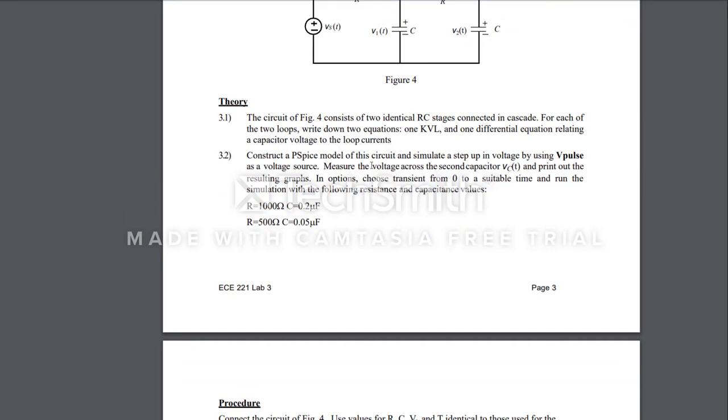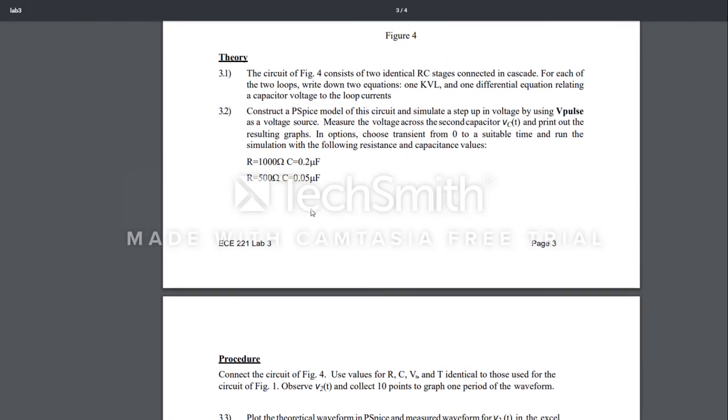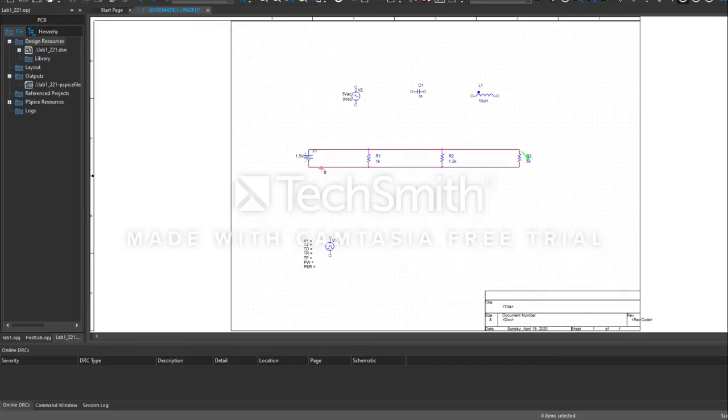And all right, first you need to write the loop equations and solve the differential equation. We already did the experimental procedure. You need to also construct a PSpice model, and in that simulation you need to create a step up using vPulse. Let me introduce that as well. That's something new. We didn't introduce that in the previous weeks.